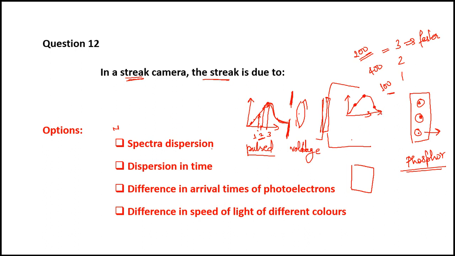So what is this streak? Now suppose it has come through this, passed through this lens, sorry, passed through this photocathode.